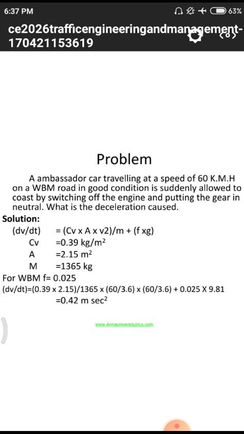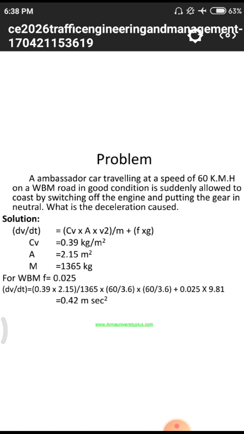If the total layout of a particular road is not even, we call those conditions unfair for traffic. Fair means the vehicle simply has to move. Unfair means there may be some undesirable properties for moving vehicles, so the WBM road is totally in good condition. Suddenly it is allowed to coast by switching off the engine and putting the gear in neutral. What is the deceleration caused? Deceleration means change of speed, which we write as dv by dt, that is, decrease of velocity with respect to time.